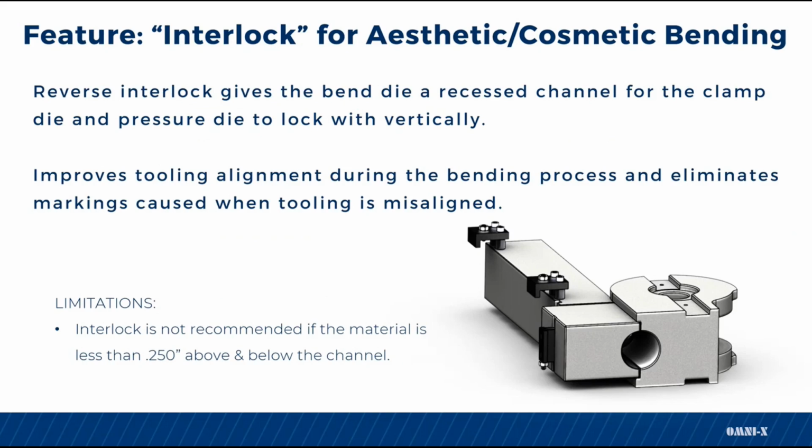Next, we will highlight an optional tooling feature called interlock or reverse interlock. Reverse interlock gives the bend die a recessed channel for the clamp die and pressure die to lock with vertically. Interlock improves the tooling alignment during the bending process and eliminates markings caused when the tooling is misaligned. One limitation for interlock dies is that there must be at least 1/4 inch of material above and below the channel.